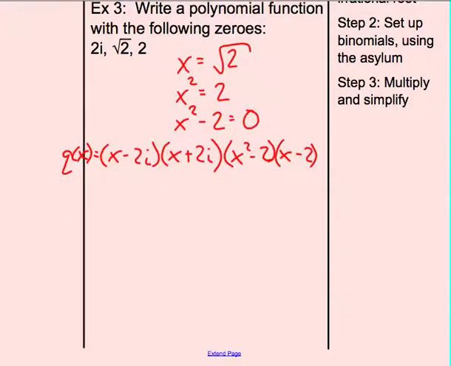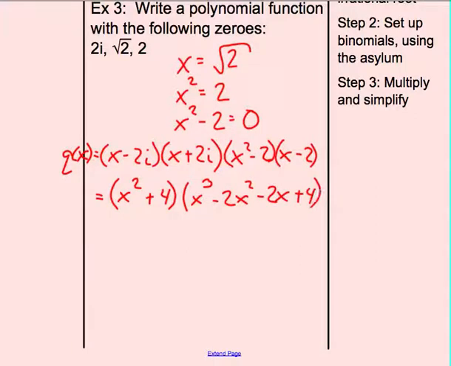All right. So I'm going to multiply the first two binomials together, and I'm going to multiply the second two together. You always want to multiply your imaginary ones together to get those i's to cancel before you start multiplying with any other binomials. So because they're conjugates, I can skip multiplying those middle terms again. x times x gives me x squared. Negative 2i times positive 2i is negative 4i squared, which simplifies to a plus 4. Multiplying my last two down here, I've got x squared times x squared, times negative 2, negative 2 times x, and negative 2 times negative 2.